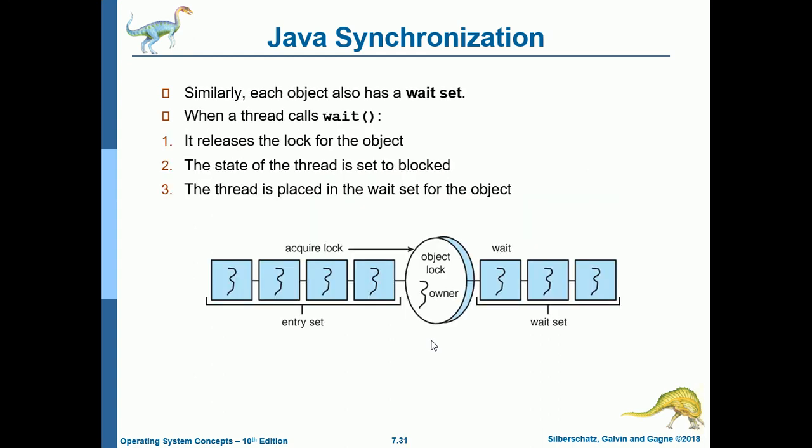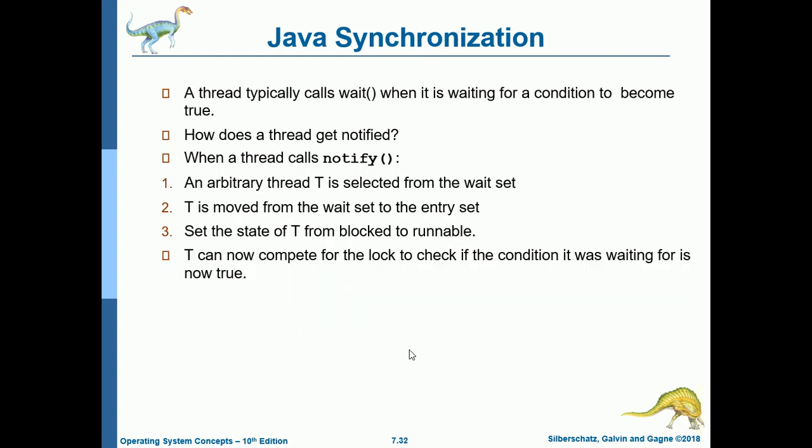Similarly, each object also has a wait set. If there is an entry set, there is also a wait set. When a thread calls the wait operation, it releases the lock for the object. The state of the thread is set to blocked, and the thread is placed in the wait set for the object. This figure illustrates the entry and wait sets for a lock.